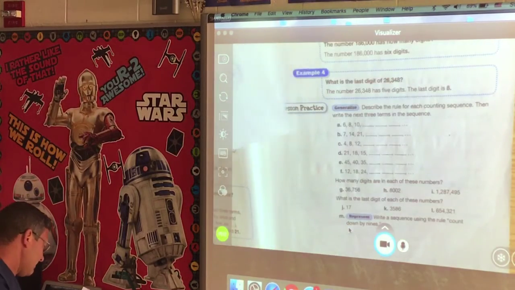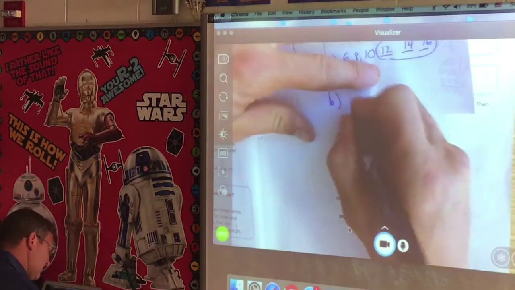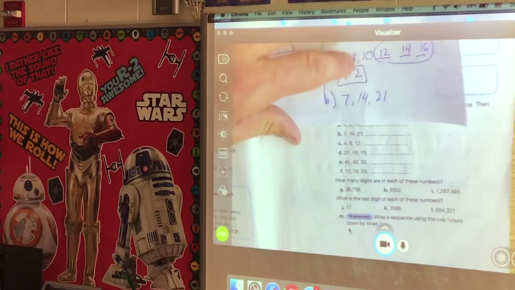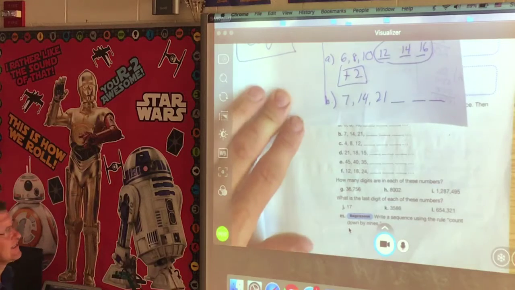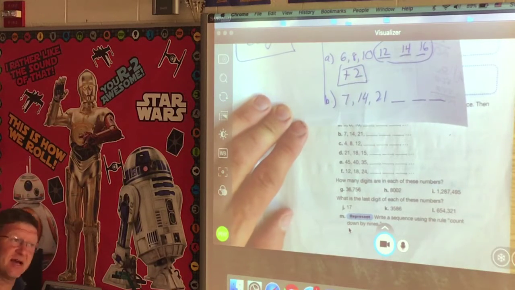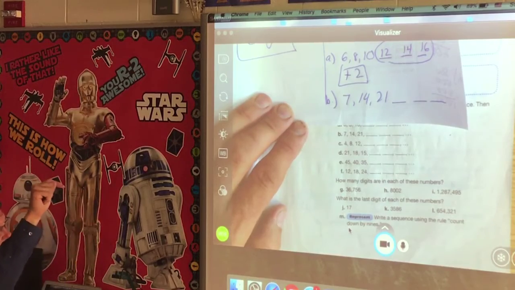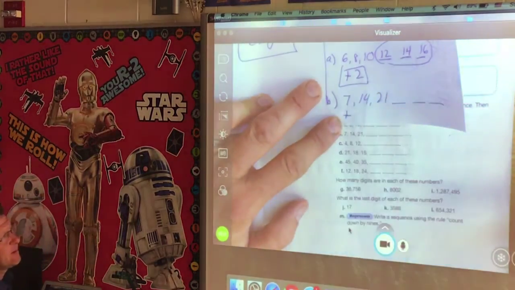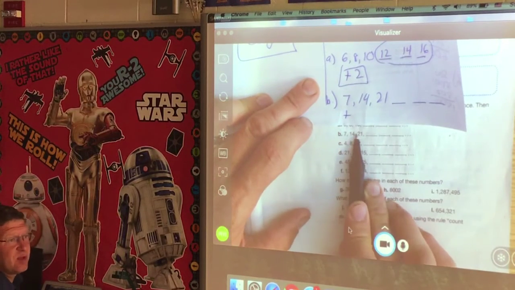Let's go on to B. Now, hopefully in your mind, you're taking a look at B and you're saying 7, 14, 21. Oh, my goodness. I know what we're going up by. We're going up by 7s. If you're not that fast yet, ask yourself the questions. Am I going up or am I going down? Obviously, I'm going up, so it's a plus. Plus what? How do I get from 7 to 14? 7 plus 7 is 14.